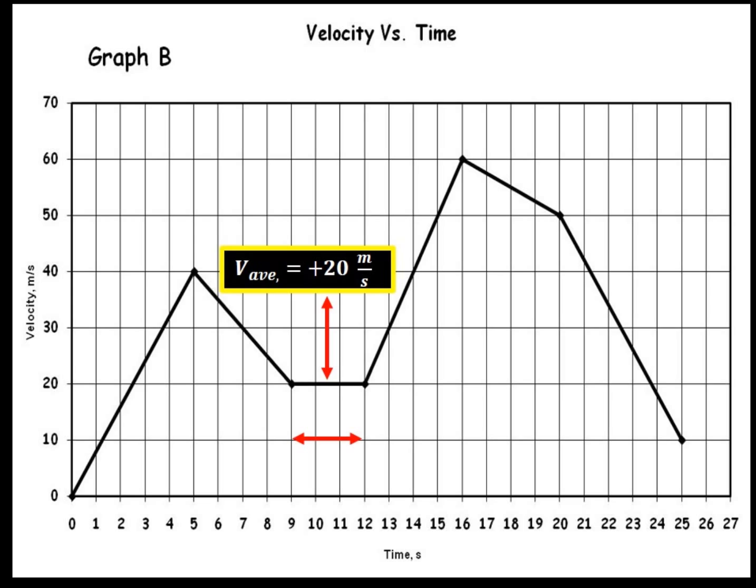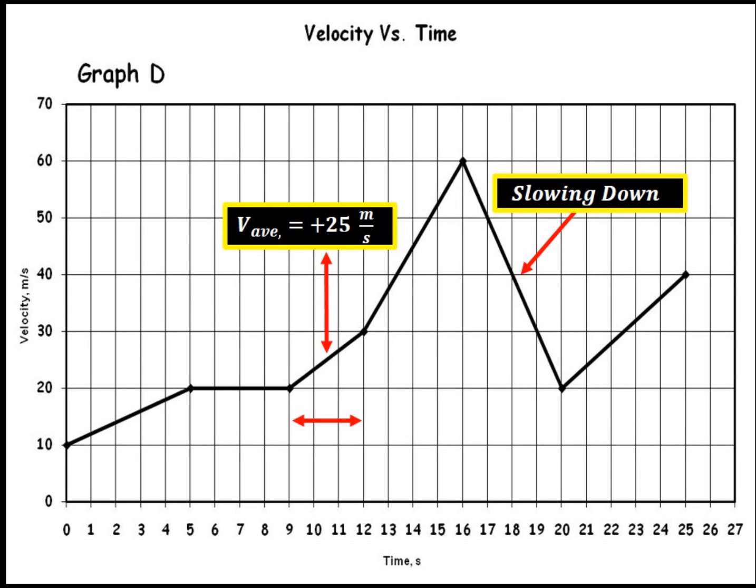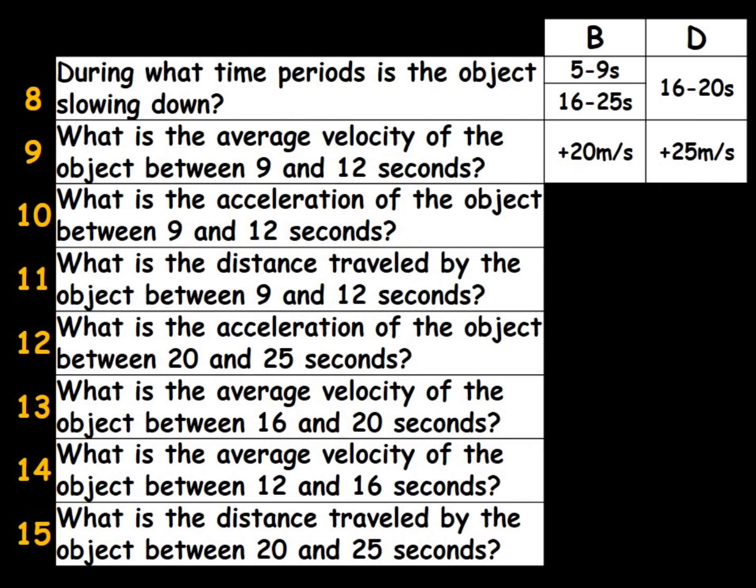And then we see that the average velocity is going to be 20. We're moving more quickly through this. Here it's going to be plus 25. I left the slowing down label there, my apologies. So we see that it's going to be plus 20 meters per second.